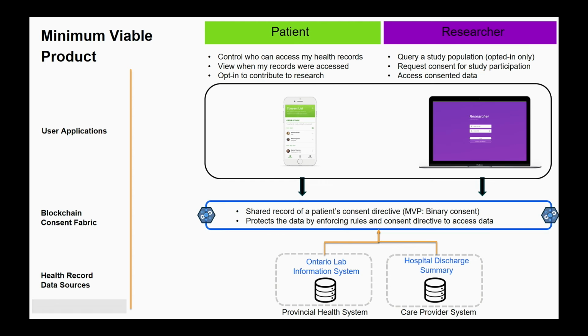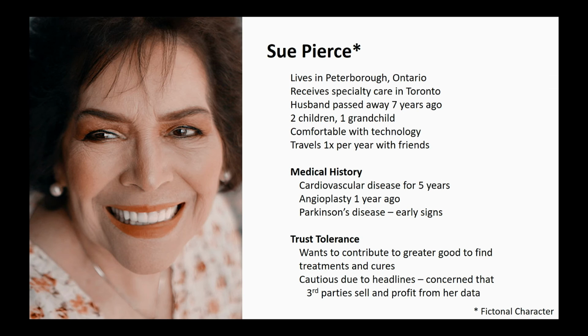I'm going to show you the video. I have 50 seconds left, apparently. This is Sue Pierce. She's a fictional character. She lives in Peterborough. It's not that cold in Peterborough. It's very pretty right now. The leaves are changing color.